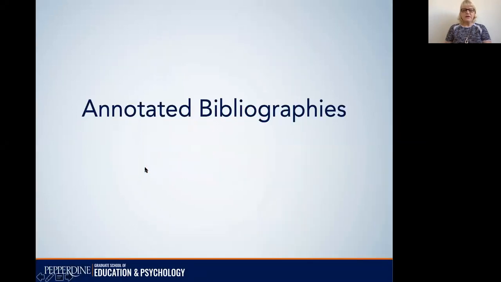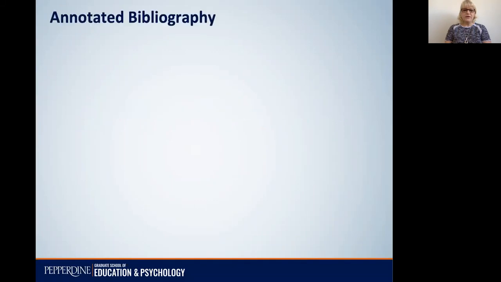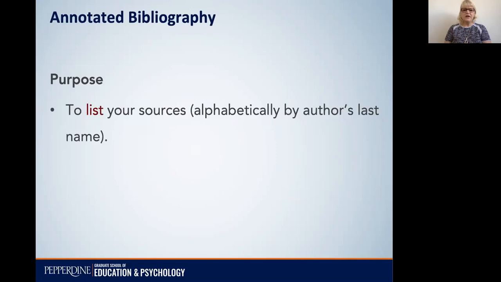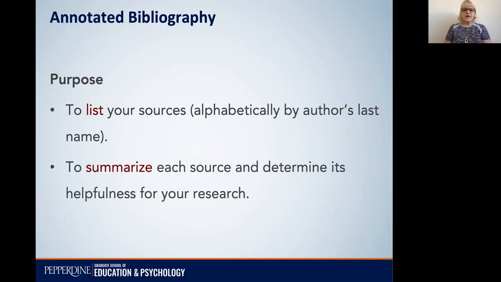So these two assignments, an annotated bibliography and a literature review, are commonly assigned in many of the psychology classes. And so I thought I would cover the difference between them because they're often assigned within one class. So first, let's talk briefly about annotated bibliographies. An annotated bibliography is a type of assignment where you list out all of your sources alphabetically by the author's last name. And then you summarize each source to determine its helpfulness for your research.